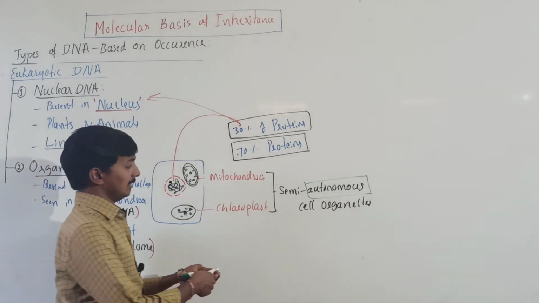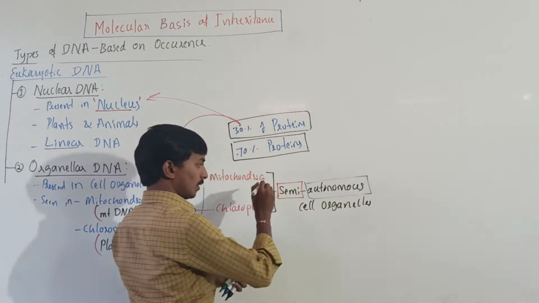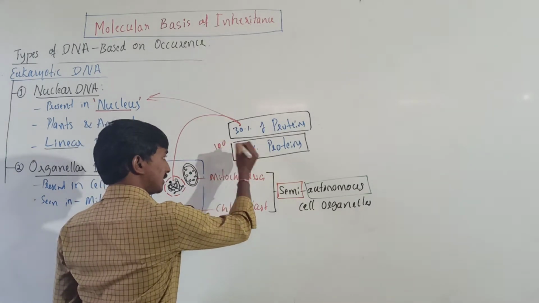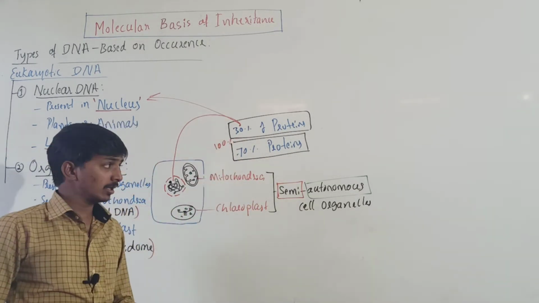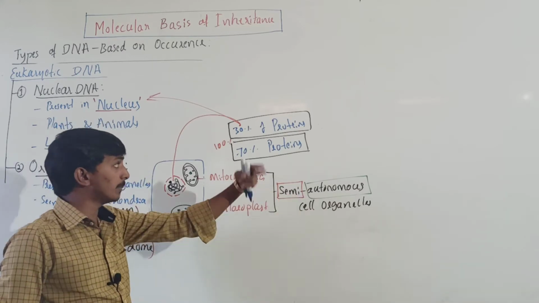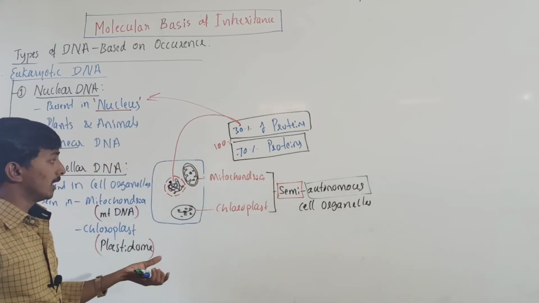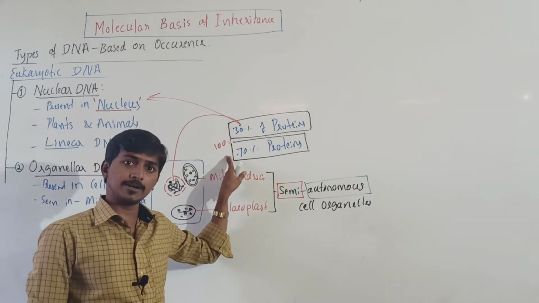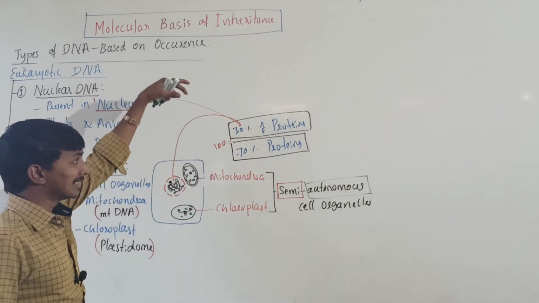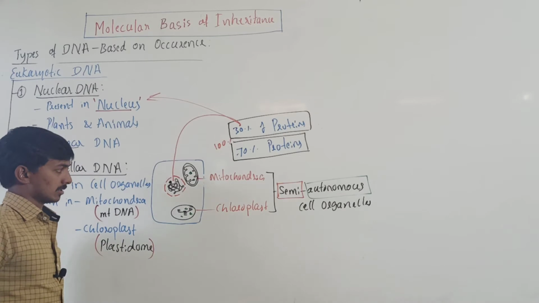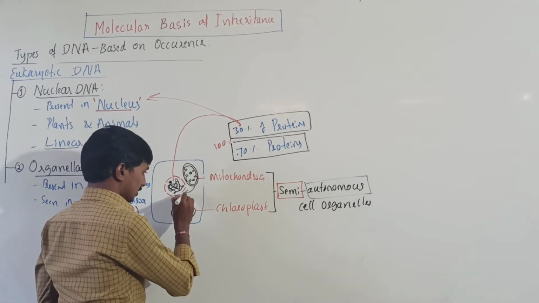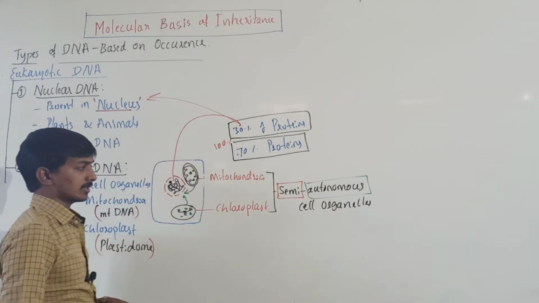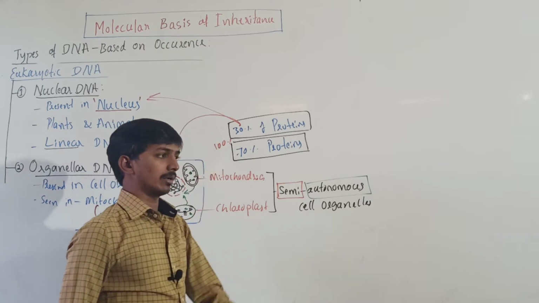Hence they are called semi-autonomous. If they could synthesize 100% of the DNA proteins, they could be known as autonomous cell organelles, because they would not depend on nuclear DNA at all. But with the help of their own DNA, they can synthesize only 70% of the proteins. For the other 30% of the proteins, they have to depend on the nucleus, meaning nuclear DNA. Hence the two organelles are known as semi-autonomous cell organelles.